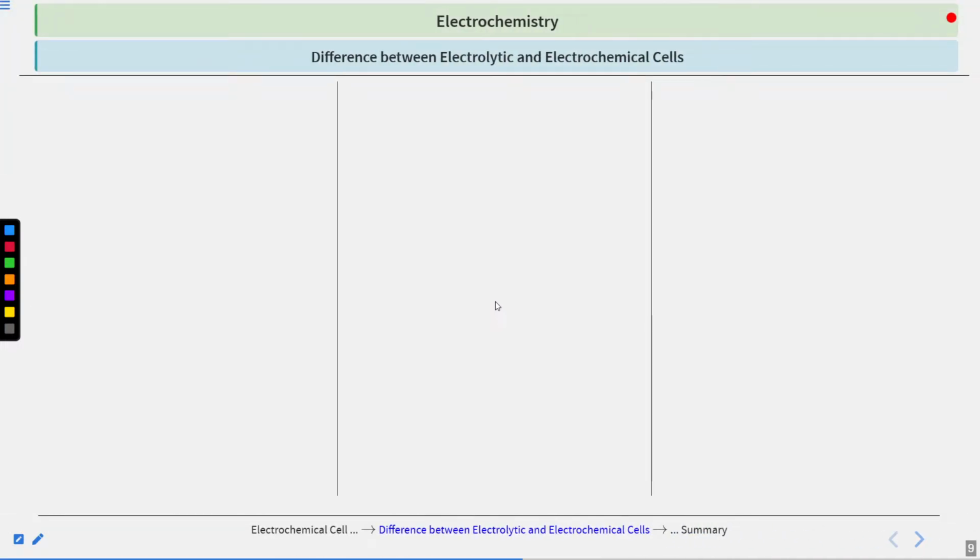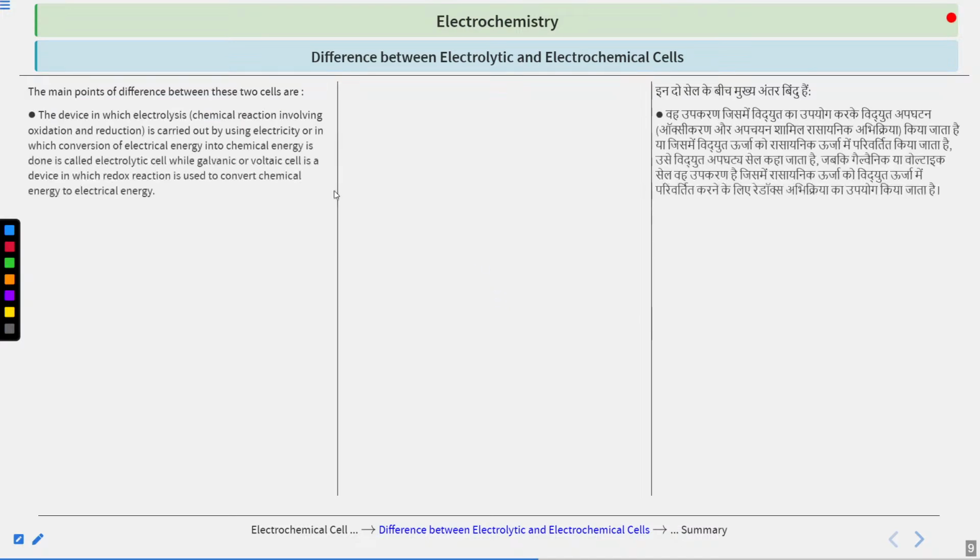Difference between electrolytic and electrochemical cell. So I am telling it quickly. What are the differences? In the electrolytic cell, electrolysis, meaning a chemical reaction involving oxidation, is carried out by using electricity. Means electricity is used to carry out this redox reaction. Whereas in case of a galvanic cell, the electricity is being produced using the chemical reaction. So both are opposite of each other.